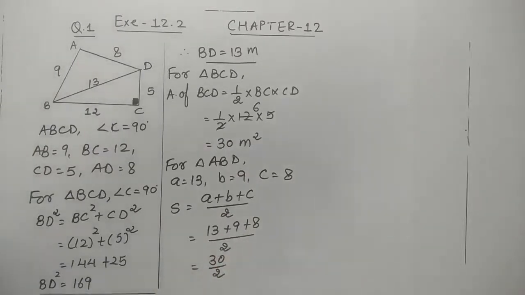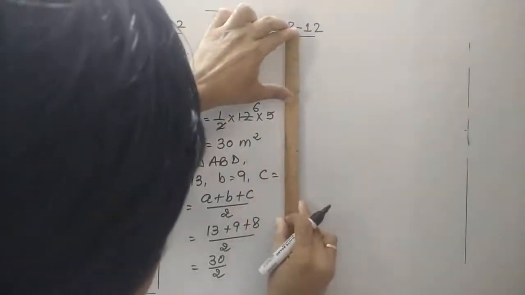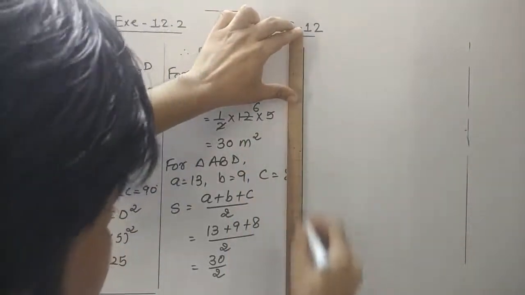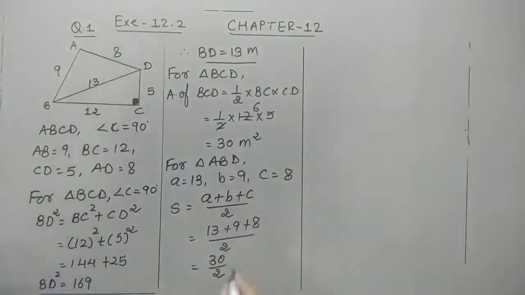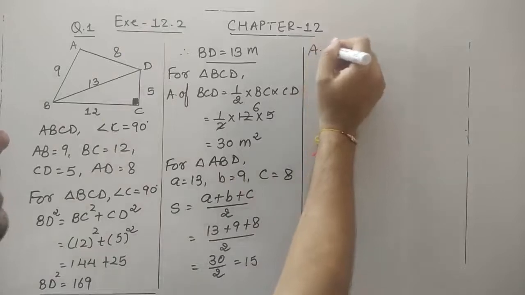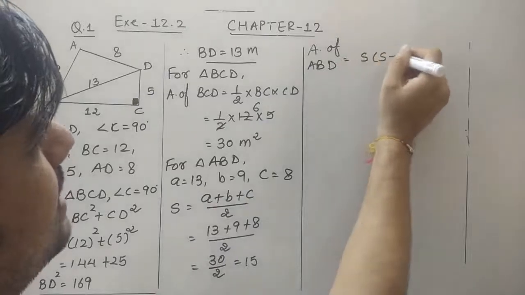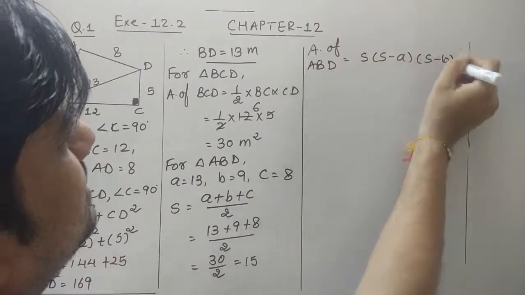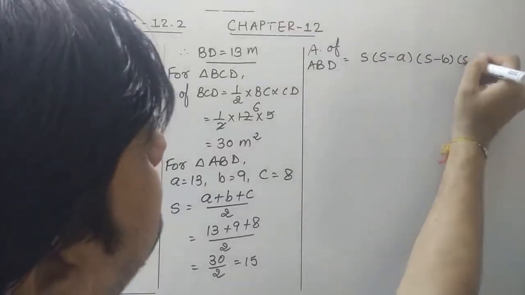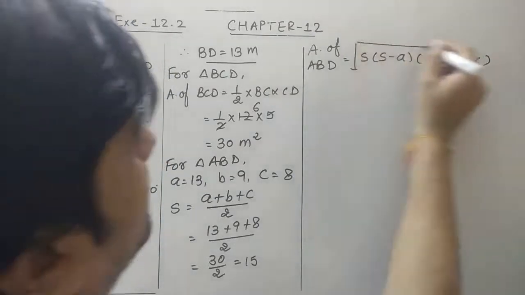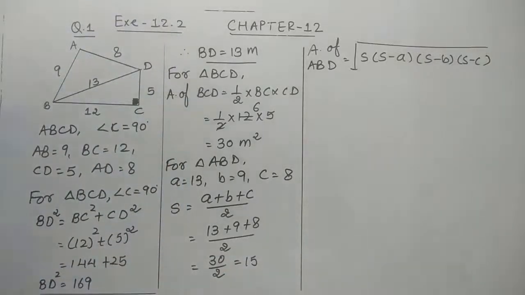So the value of S which we obtain here, that is 15. So we obtain S as 15. Again 15 is the largest value. Let's find out the area of ABD. We will use Heron's formula. So S minus A, S minus B, S minus C, the whole square root. I hope you are understanding why we are using Heron's formula to find out the area of ABD. Because there is no right angle, that is why.